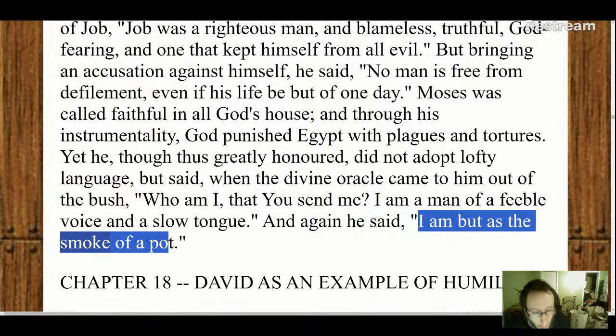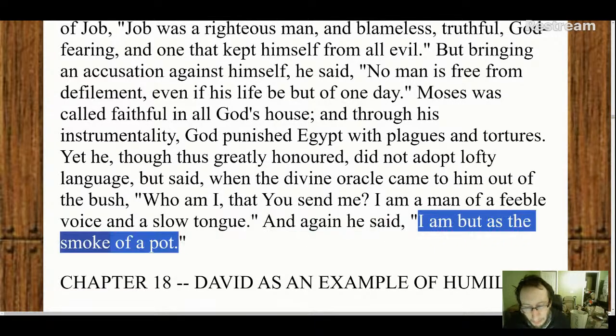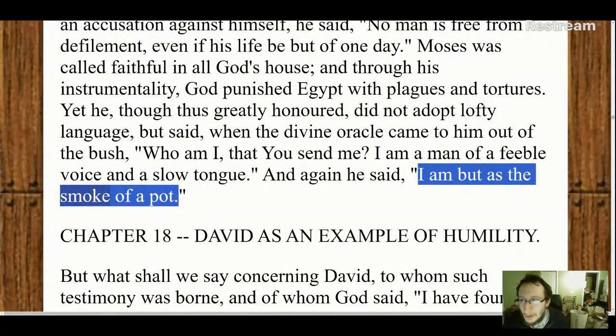This is nowhere in any book of scripture that we know of. This appears to be a quote from the Testament of Moses, where Moses says to God, "I am but as smoke of a pot." So very interesting that. And then on top of that, Josephus appears to preserve something else also from the Testament of Moses.